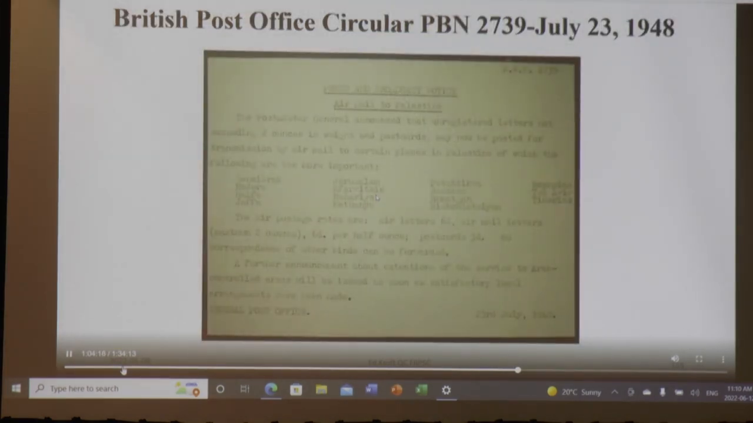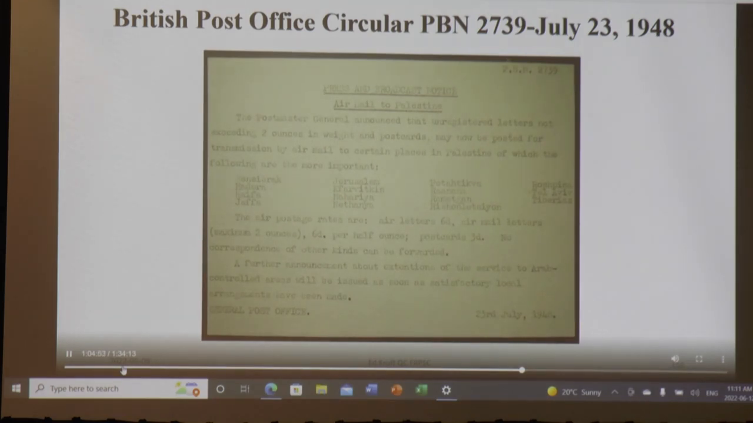And this is a copy of the circular that was issued on July the 23rd by the United Kingdom about airmail service to Palestine and what the rates would be. And notice something that's very interesting here. It says a further announcement about extensions of the service to Arab-controlled areas will be issued as soon as satisfactory local arrangements have been made. Remember what the British told Pearson. They said, we aren't going to do service to Palestine unless we can do it with both the Jews and the Arabs.